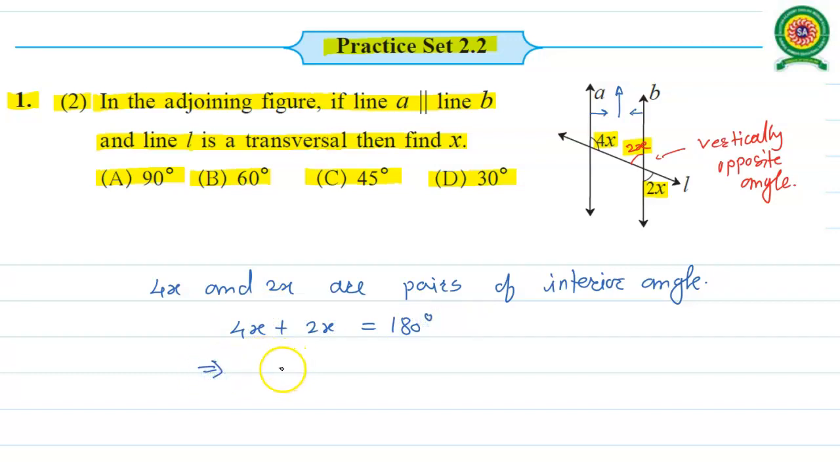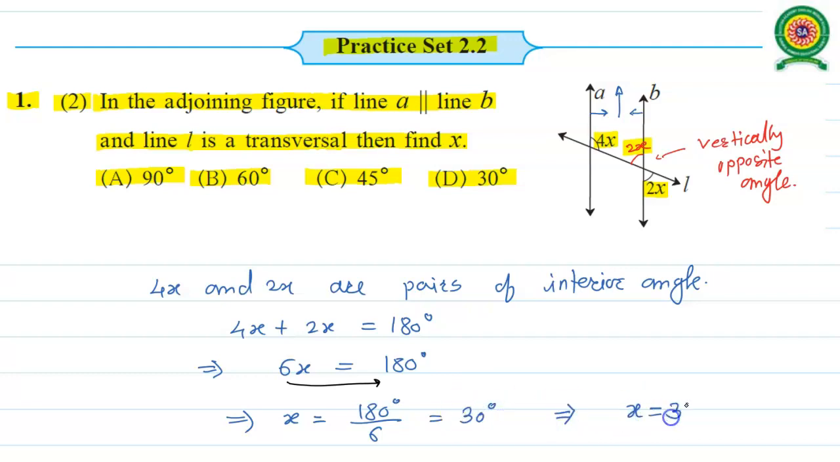So 4x plus 2x we have 6x equals 180 degrees. Now we shift the 6 from LHS to RHS. 6 is a multiplier, after shifting it becomes a divisor. Divisor to whom? To 180. And 180 divided by 6 we get 30 degrees. So the x value is 30 degrees. As per the given options, the correct option is option D, 30 degrees. The value of x becomes 30 degrees.